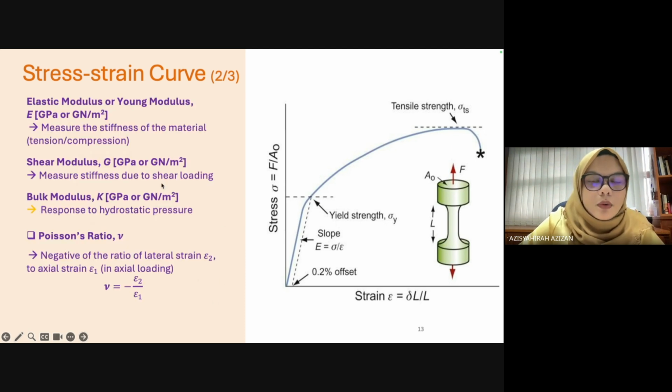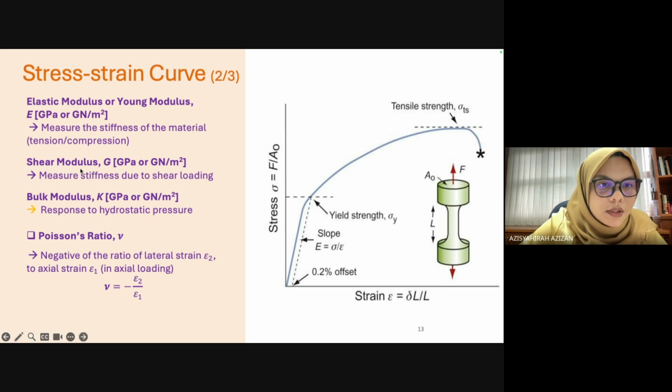So here are the important parameters related to the stress strain curve. We have the elastic modulus or Young modulus, E, the unit is gigapascal or giganewton per meter square. What does this parameter do? It measures the stiffness of the materials, either in tension or compression loading.